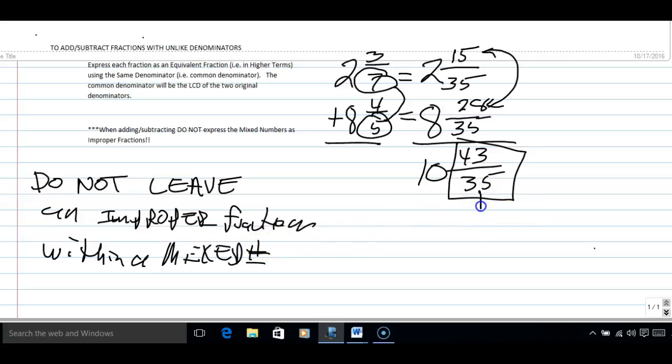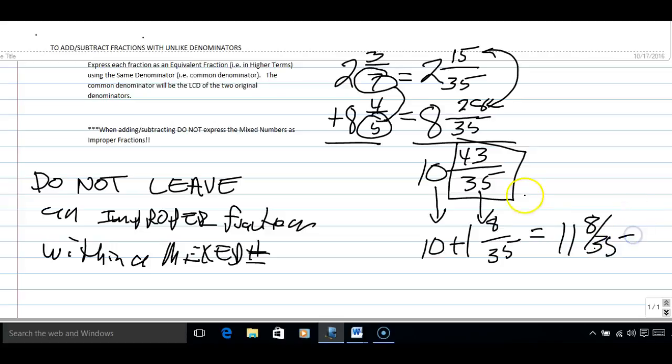So 43 35ths. If I divide 43 by 35, 35 goes into 43 one time. If I subtract 35 from 43, I have 8 left over. So 43 over 35 is equal to 1 and 8/35. But now remember, you have 10 here. So 10 plus 1 is 11 and 8/35.